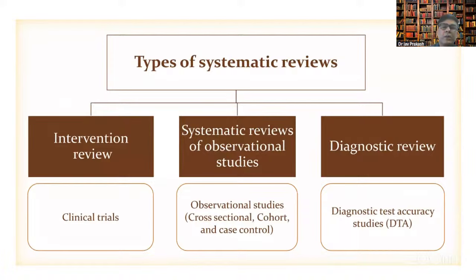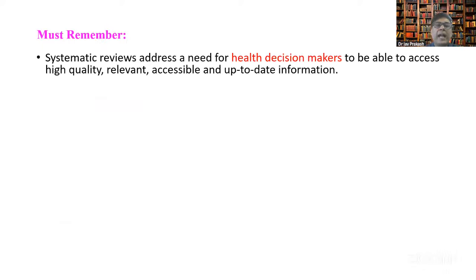If you are including only observational studies, where you would like to find the diagnostic accuracy, all of this is framed based on the type of systematic review. You must remember that a systematic review addresses a need of the health decision maker. Many guidelines are published by the Indian Society of Critical Care Medicine or other medical societies.